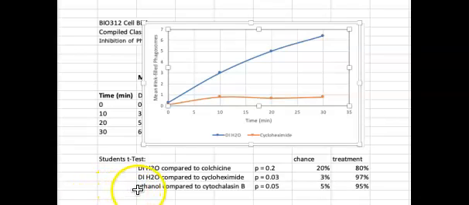Finally, we have ethanol versus cytochalasin B with a slightly higher p-value, but still within our limits. P came in at 0.05. That's a 5% probability that any difference was due to chance. Let's pull up that graph next.